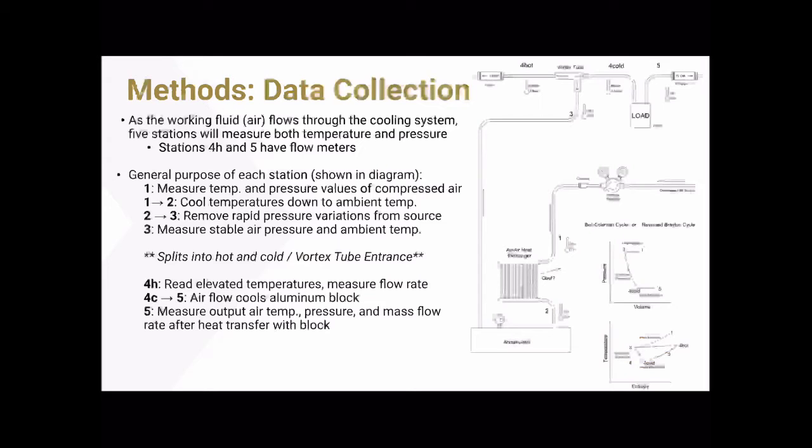So at station 2, we should have those values, and then on the way to 3, we're going to remove rapid pressure variations from this compressed air. And then at station 3, we should have very good data of stable air pressure and ambient temperature. And then it's going to split in the vortex tube. So at 4H, we'll be reading elevated temperatures and flow rate, as well as on the cold side, we're going to flow this air over the aluminum block, and we're going to be measuring air temp, pressure, and mass flow at station 5.